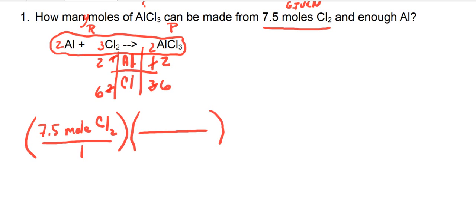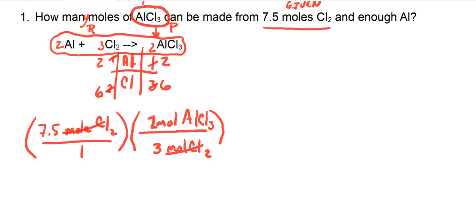now we need our conversion factor. We want to find out how many moles, so 2 moles, because that's what's here, 2 moles of AlCl3 over 3 moles of Cl2. So the moles of Cl2 cancel, and now our units are moles of AlCl3, which is what we're trying to find. So now the rest is math.